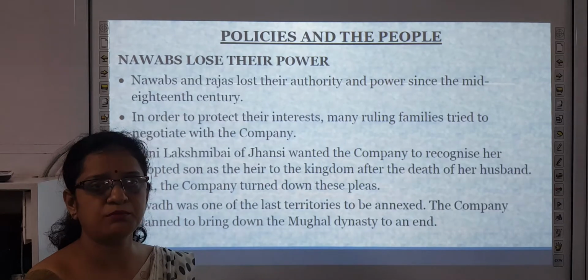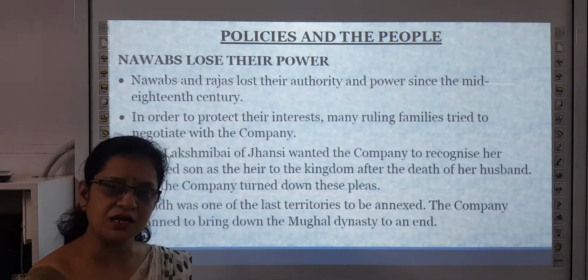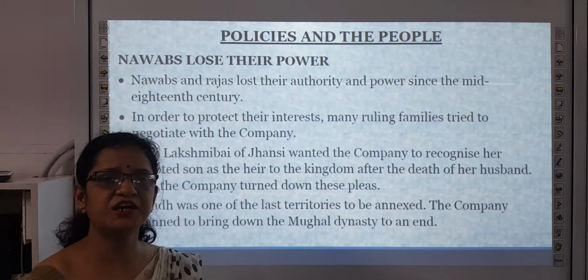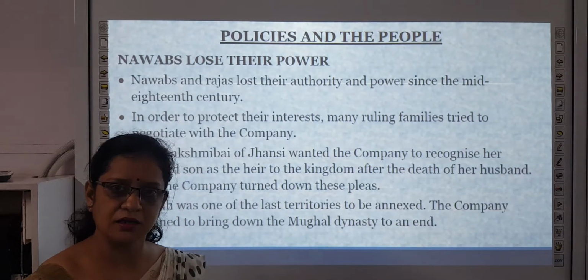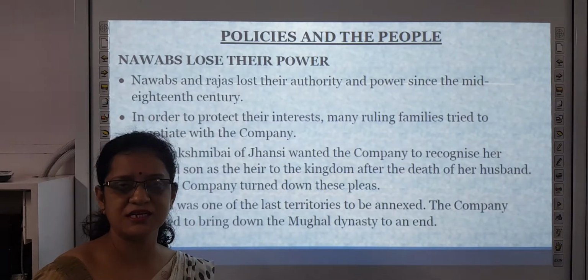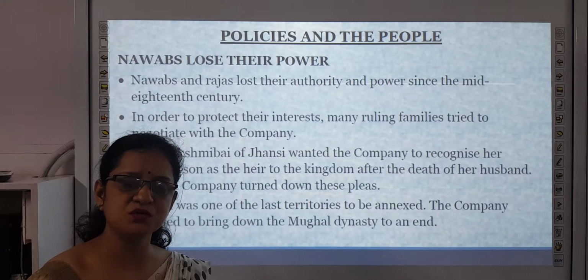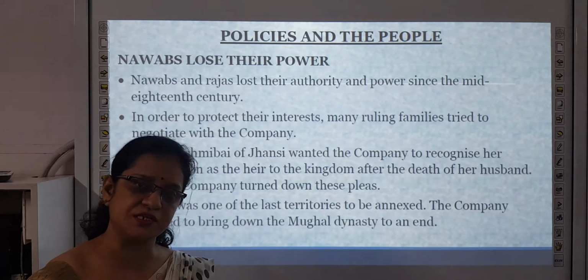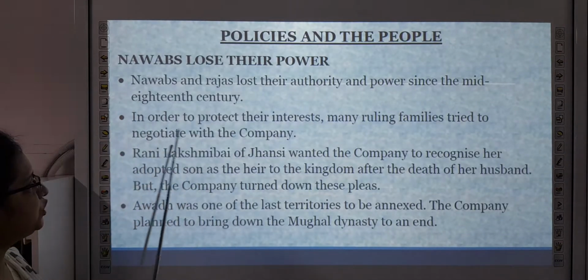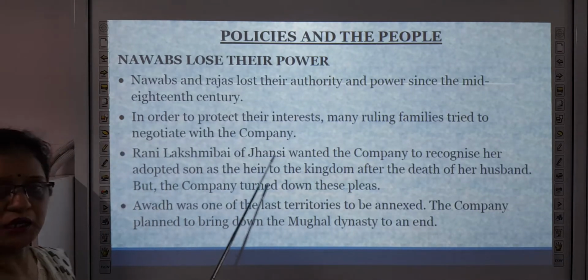Basically, we are talking about the revolt of 1857. So, the Nawabs and the Rajas gradually started losing their powers. Their powers had gone. Everybody who was demanding succession was being suppressed. Their territories and revenues were taken away in different stages. In order to protect their interests, many ruling families tried to negotiate with the Company.